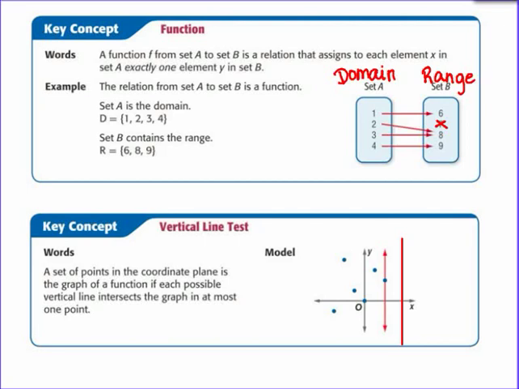Now, if I did something like this, is this going to be a function? No, because at this given point in time, I touch 2 points. So, if all else fails, plot the points if you're confused, and do the vertical line test. That's the easy way. Let's go ahead and look at what we have here.